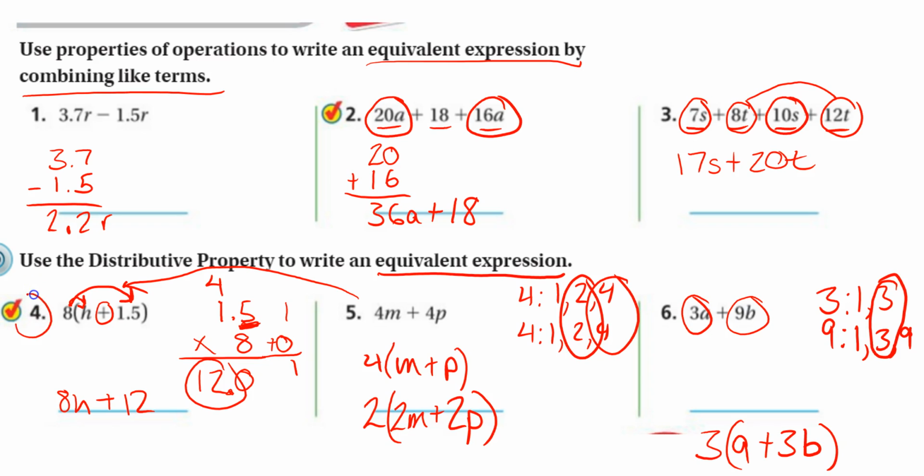So again, 4 and 6, in my opinion, are definitely the more challenging ones. But 5 is a little different too compared to what we were doing yesterday. But 1, 2, and 3 are identical to what we were doing yesterday.